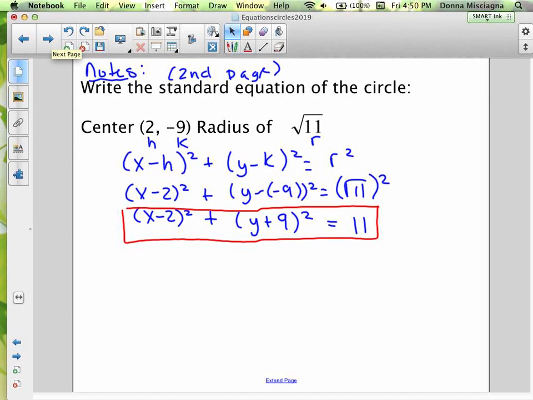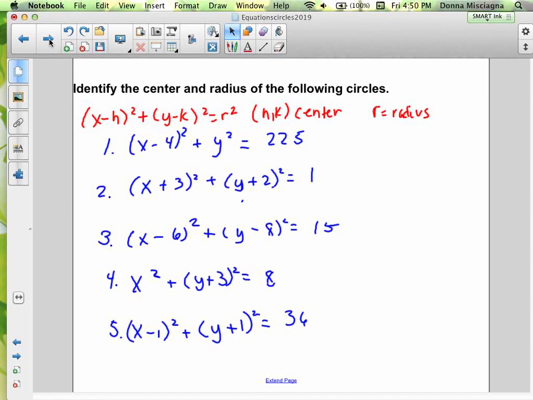That's the only one on that page that we're going to do. And I think the only one left are some practice ones that I didn't put in your notes, and we're just going to identify the center and the radius. Just pay attention because I'm going to have you do this as some practice. Right? But it's really easy.